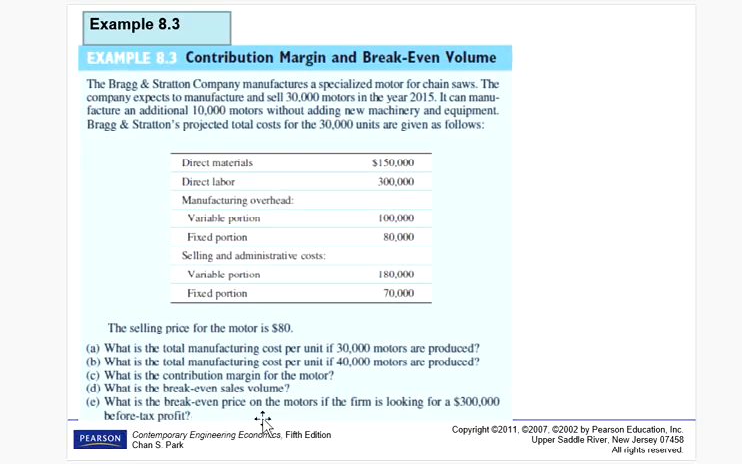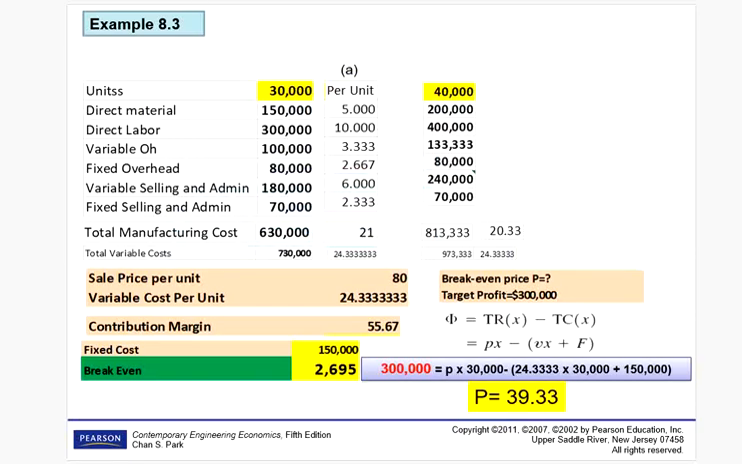What is the break-even price on the motor if the firm is looking for a 300,000 before-tax profit? So what is the P here if the firm wants to make this profit? In this case, what is the break-even price? Remember P. Which value of P, or sale price per unit, not 80, right? In this part, P will be unknown, right? Which price of P will give us this profit? I'll explain later as well. So on the next slide, this is the solution.